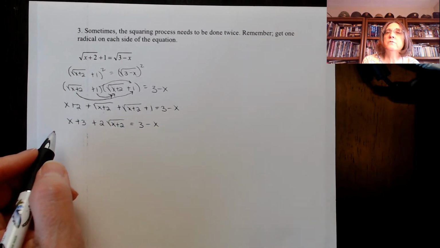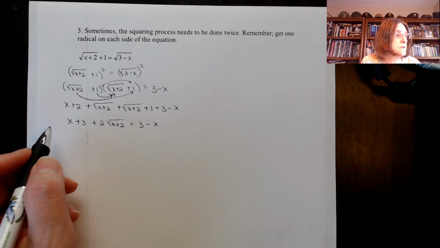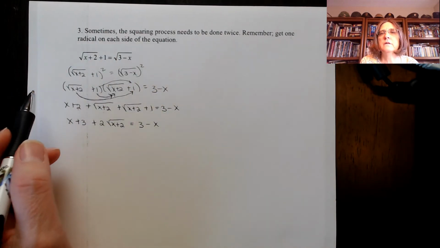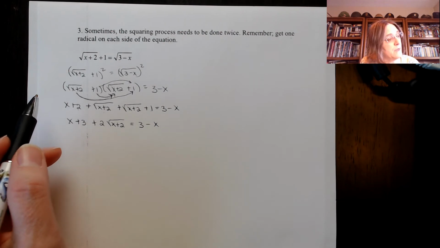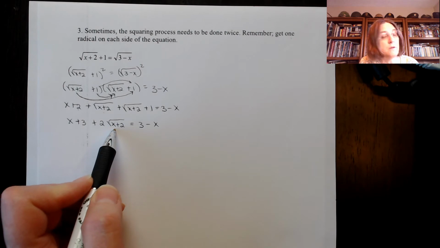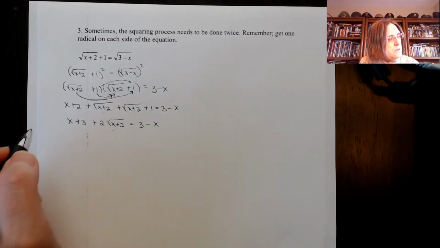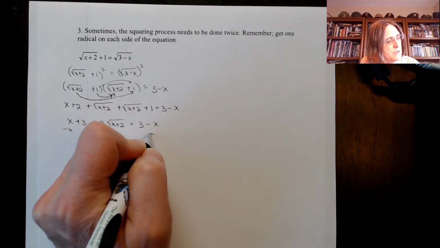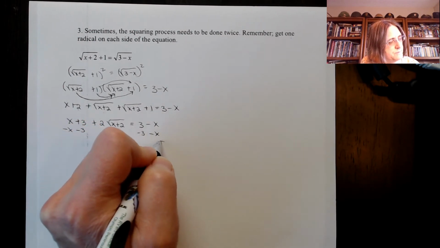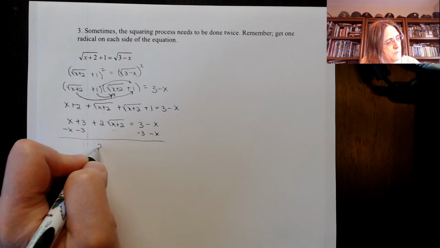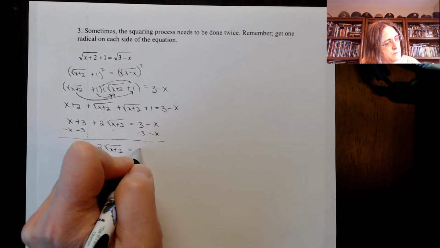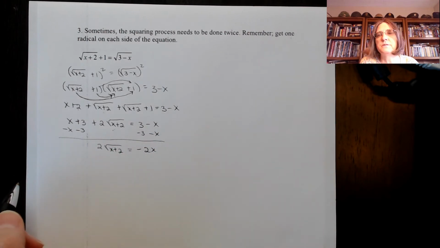Now we're ready to go back basically to the beginning and start again. We want to get one radical on each side of the equation, or isolate the single radical that we have left. So here's the radical, and we want to get it by itself. So we need to subtract x from both sides, and we also need to subtract 3 from both sides. We're left with 2 times the radical x plus 2 equal to negative 2x.